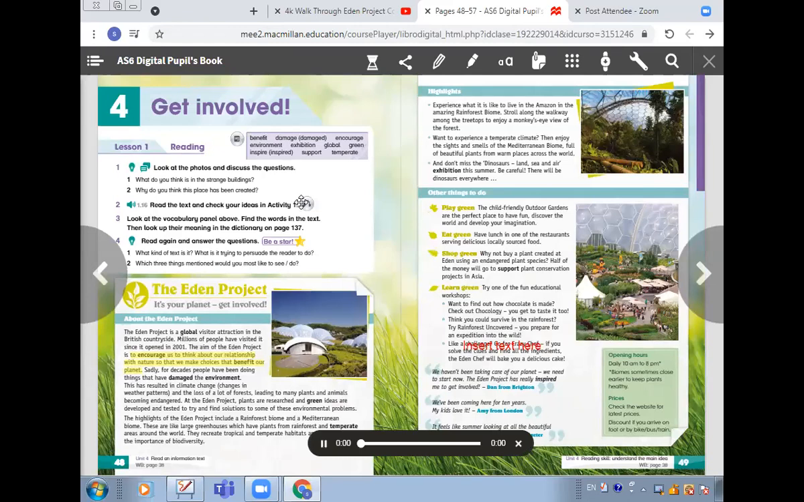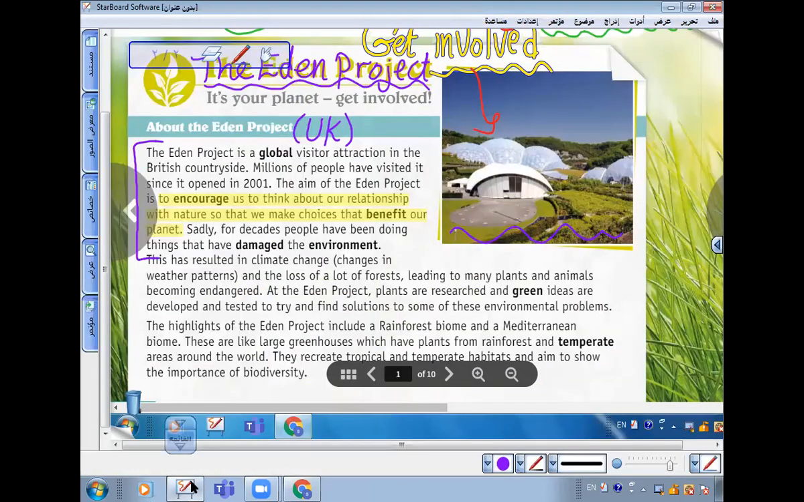The Eden Project. It's your planet. Get involved. About the Eden Project. The Eden Project is a global visitor attraction in the British countryside. Millions of people have visited it since it opened in 2001. The aim of the Eden Project is to encourage us to think about our relationship with nature so that we make choices that benefit our planet. Sadly, for decades, people have been doing things that have damaged the environment.